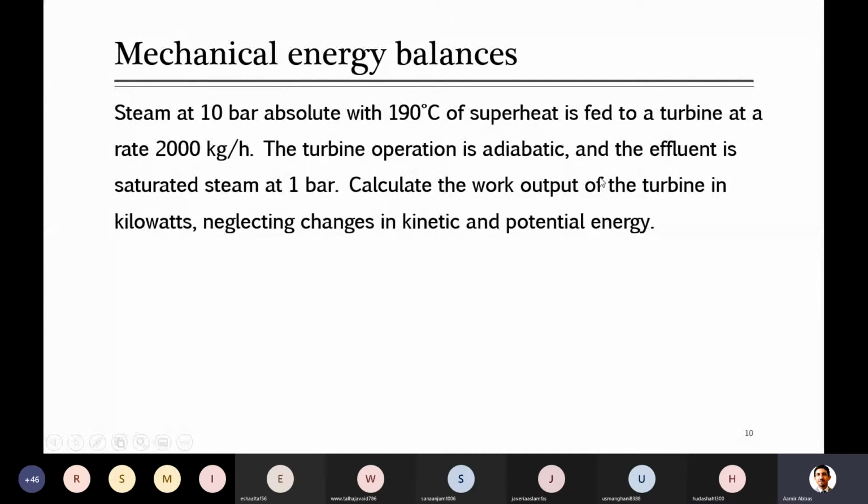Okay, what he said: calculate the work output of the turbine. You know that a turbine does the work, it moves the generator. So we have to find work output. It means work done by the system. The turbine is the system.